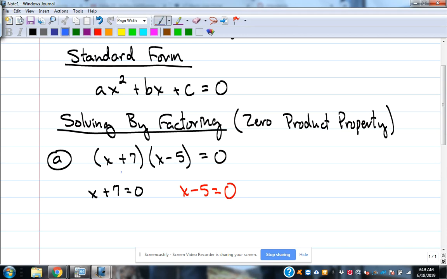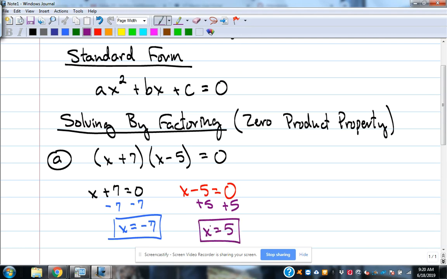So the first one, x plus 7, we're going to get x by itself. So I'm going to subtract 7. And that just gives x by itself. X equals -7. 0 minus 7 is -7. So that's one answer. The other answer, we get by adding 5. X equals 5. And we've got it. Those are the two solutions to this equation.